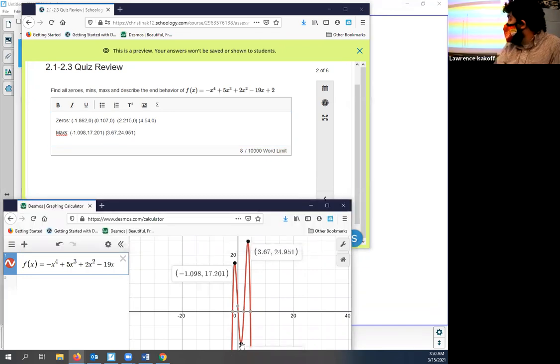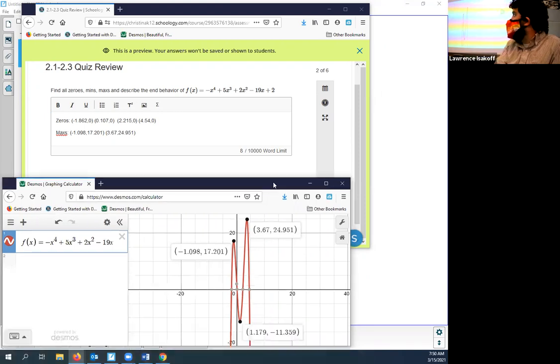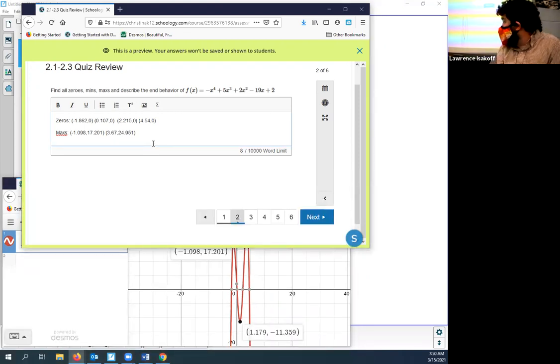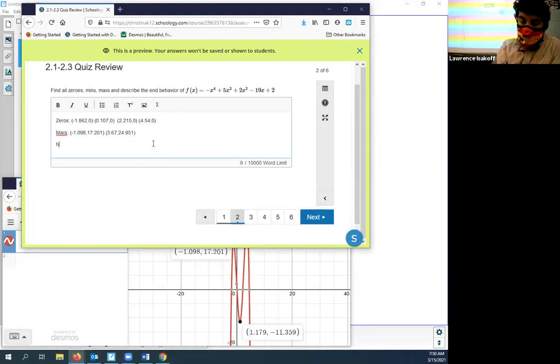Okay, let's see where this min is. Let's click on that and see. Oh, gonna need to move this up a little bit. So there we go. Now it's visible. There's my min. It is 1.179, negative 11.359. It's finding my max, mins, and zeros.